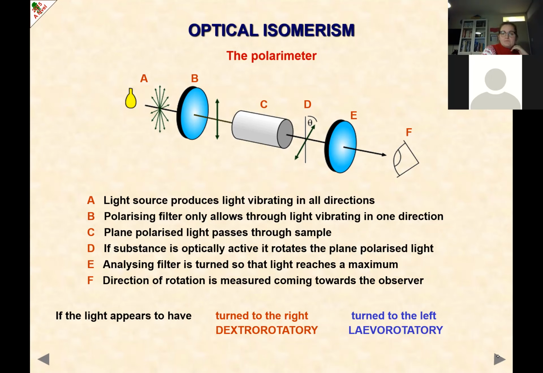At E, we're then using another filter. This is called an analyzing filter, and it's turned so that the light reaches a maximum. Then the direction of rotation is measured coming towards the observer. So at this point, if the light appears to have turned to the right, it's dextrorotatory, or if left, laevorotatory. So it tells us if there's an optical isomer in there, and if it has turned left or right, which optical isomer it is. So it's actually quite nice and simple.